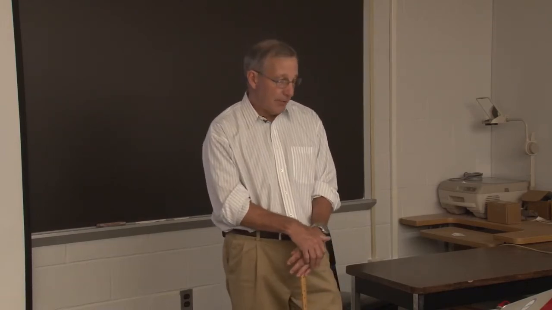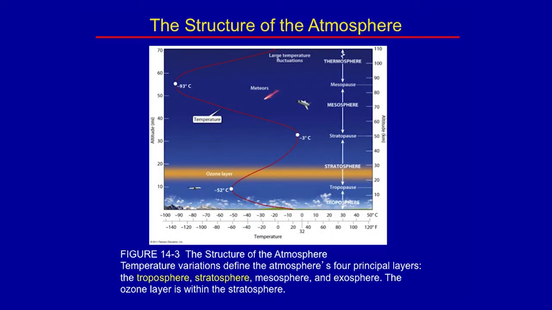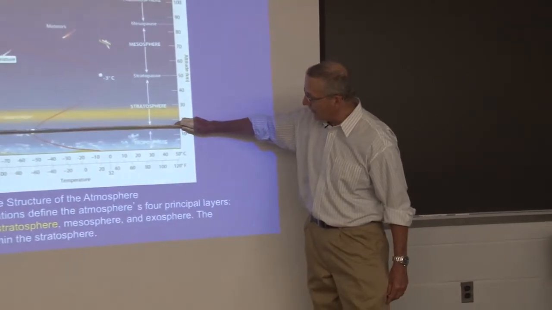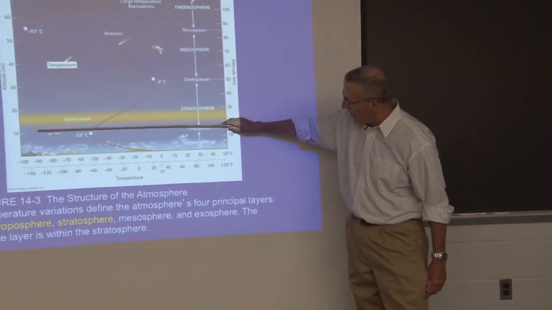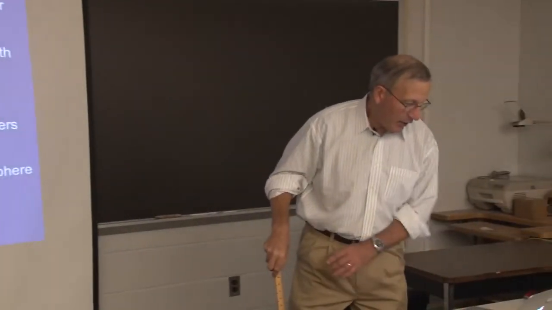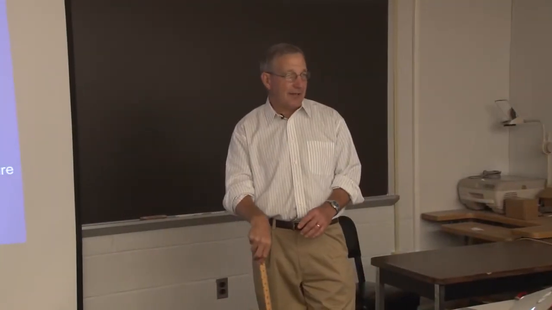We live in the troposphere, which is the lower part of the atmosphere. The temperatures decrease as you go up in the troposphere. In the stratosphere, the temperatures increase. And the boundary between the troposphere and the stratosphere is called the tropopause. And this is an area where basically you would know if you ever flown in an aircraft.